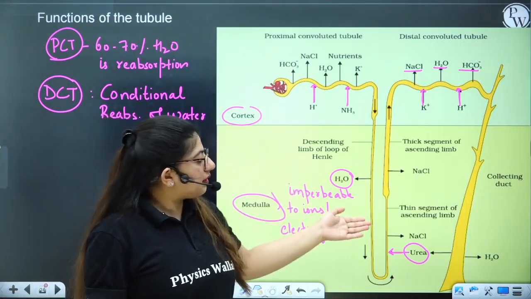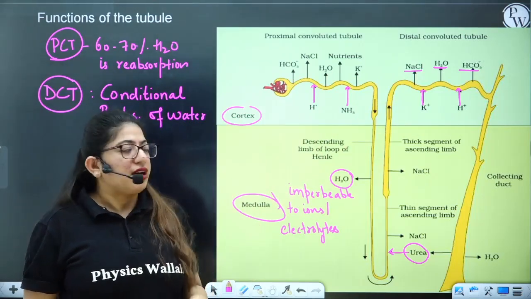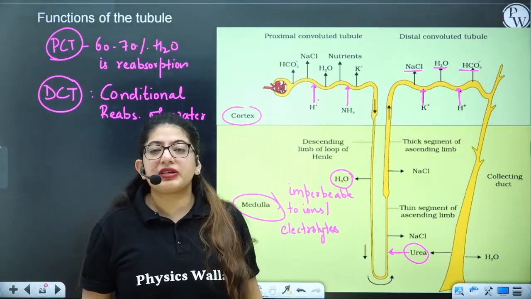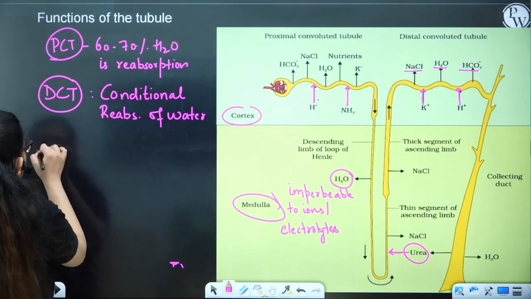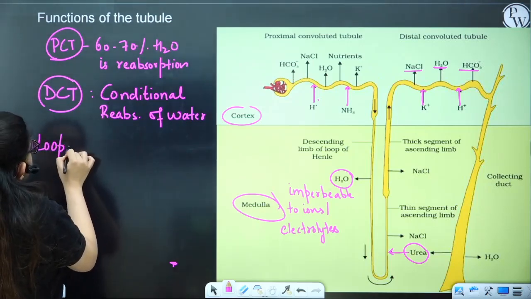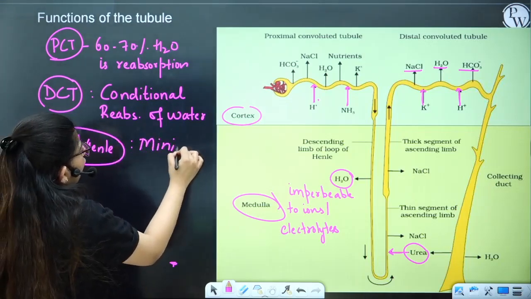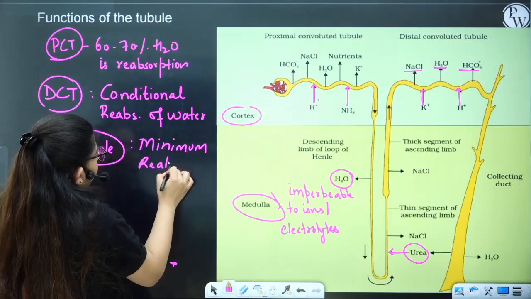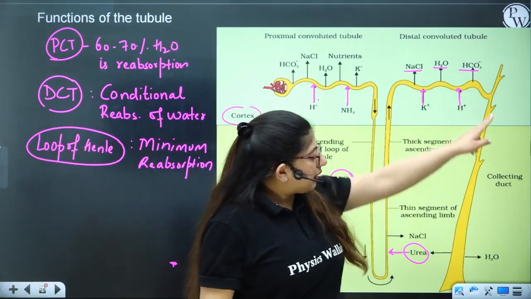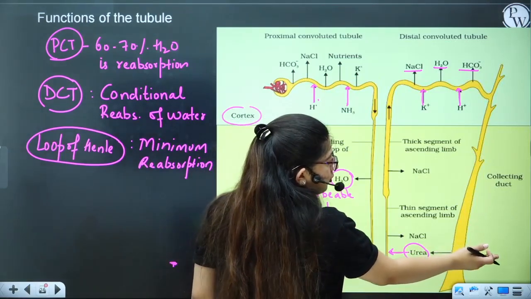Out of PCT, the loop of Henle and DCT, where do you think the minimum reabsorption takes place? You can see the maximum takes place in PCT. The loop of Henle is also absorbing a lot of water, but the minimum reabsorption takes place there. So if someone asks you where the minimum reabsorption takes place, you will say loop of Henle. Then we have the collecting duct. In the collecting duct, as you can see, urea is reabsorbed and water is also reabsorbed.